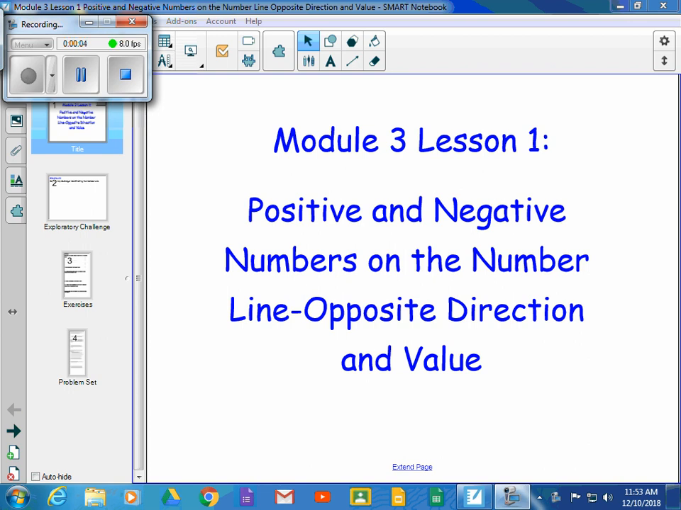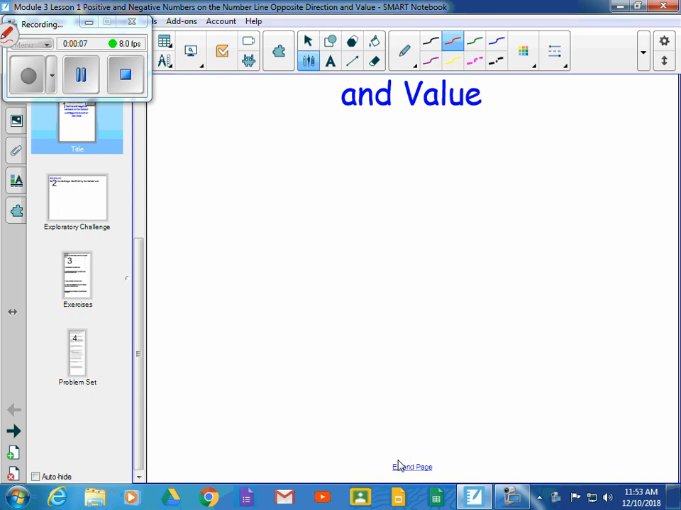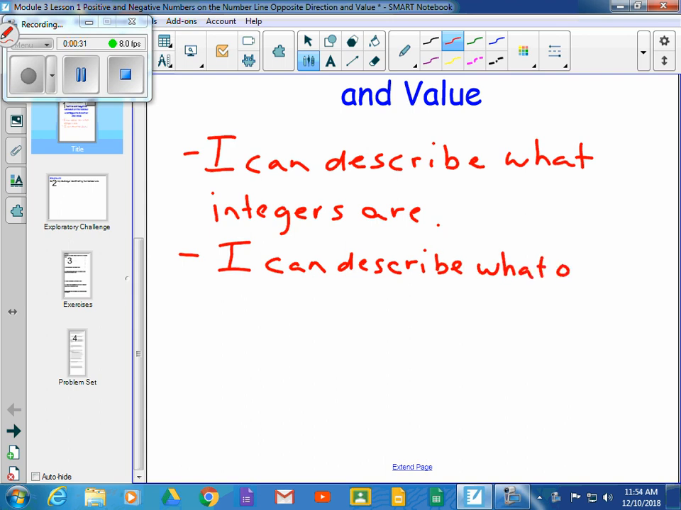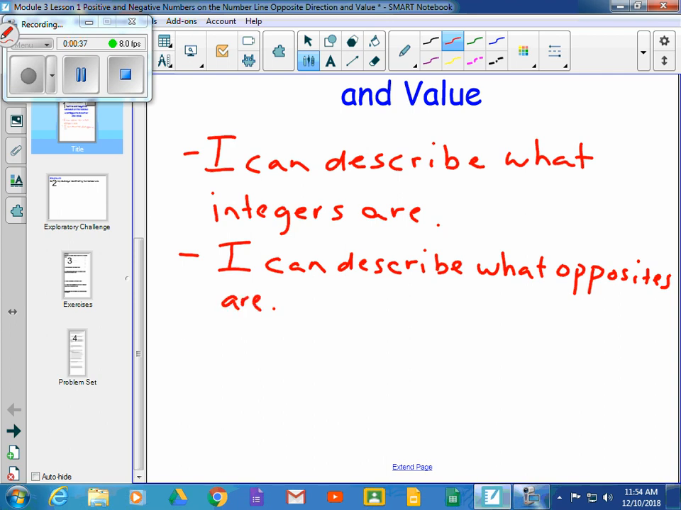For Module 3, Lesson 1, we have 3 goals. Our first goal is going to be, I can describe what integers are. Second goal is going to be, I can describe what opposites are. And our third goal is going to be, I can locate numbers and their opposites on a horizontal and vertical number line.